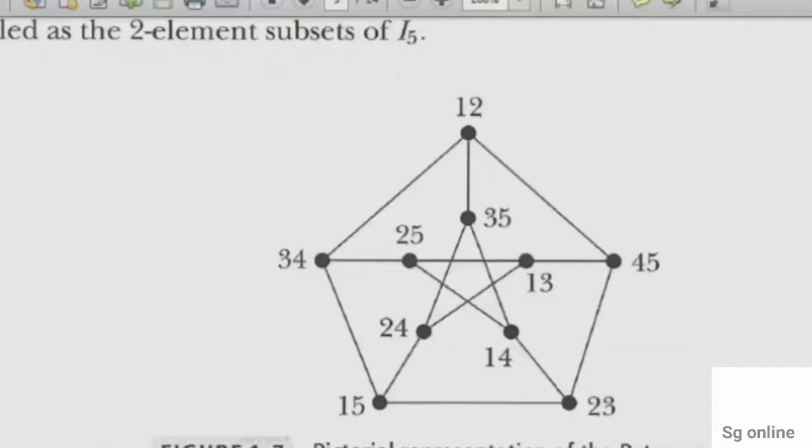Now interestingly, you note that this Petersen graph has 10 vertices, and how many edges are there?